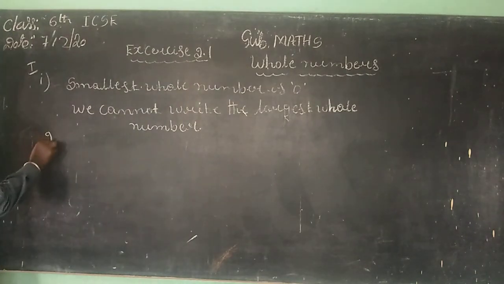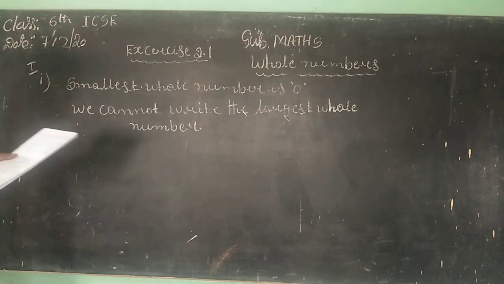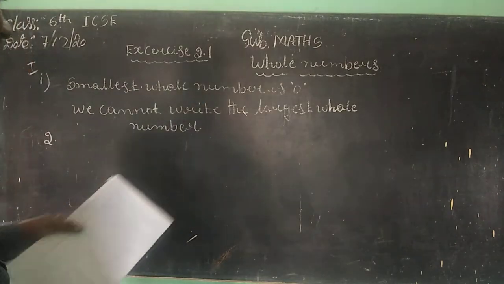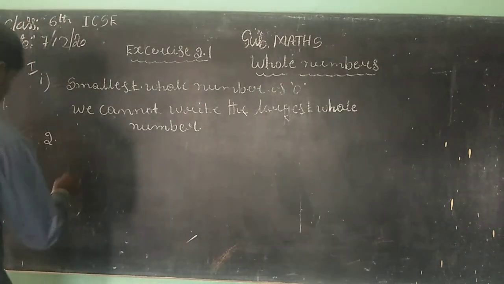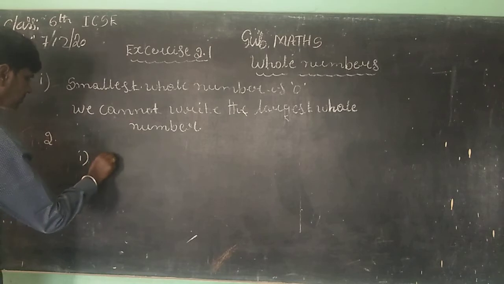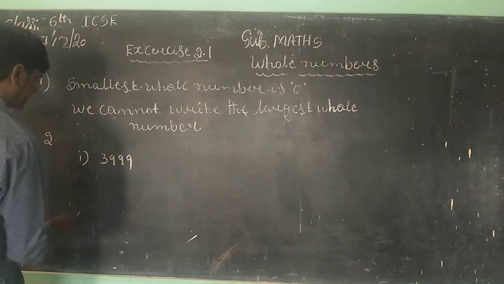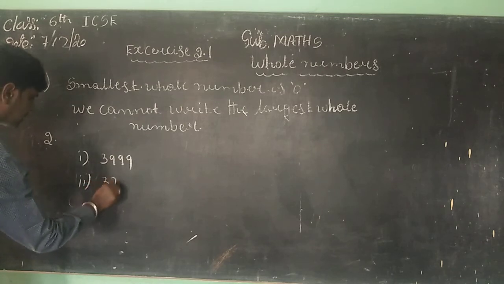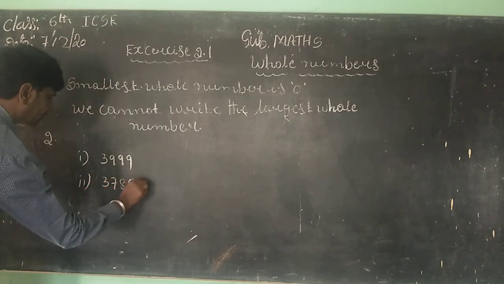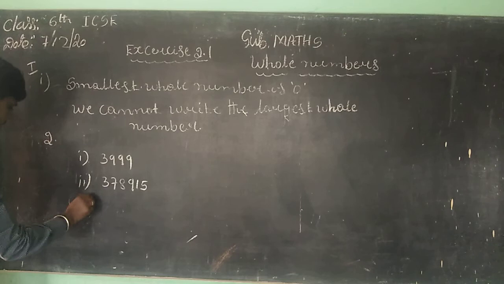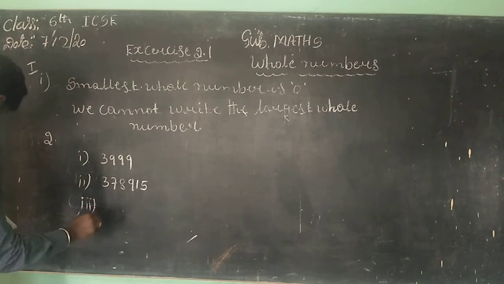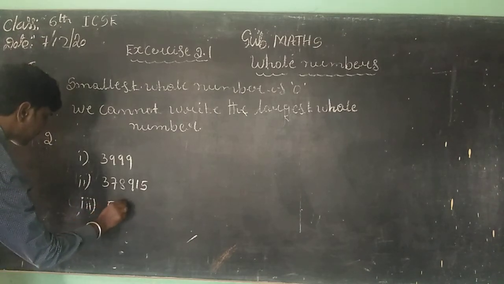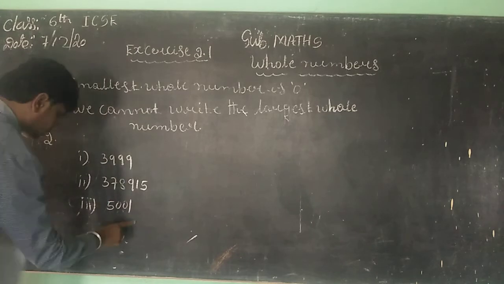And question 2, children: write the successor of each of the following numbers. First question is 99, and the second one is 378915, and third one is 5001 299.